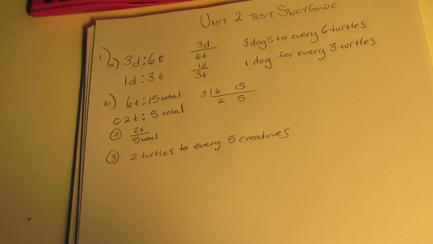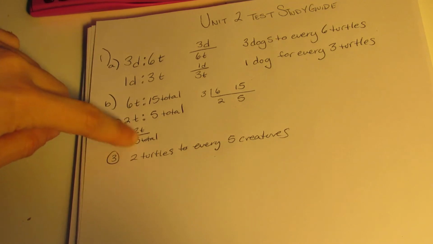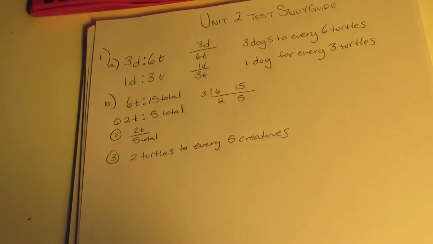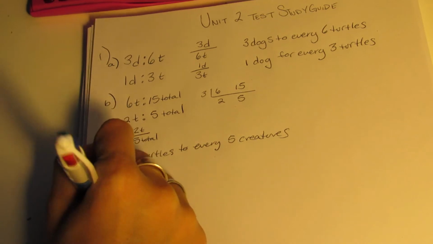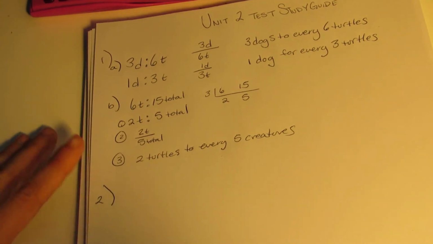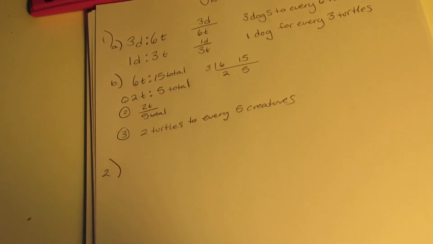And then keep in mind again, if it ever asks for total creatures, you're always including the first part of that ratio. You don't exempt or take out the turtles because they're already stated here. So you add them to your total for 15. Okay.